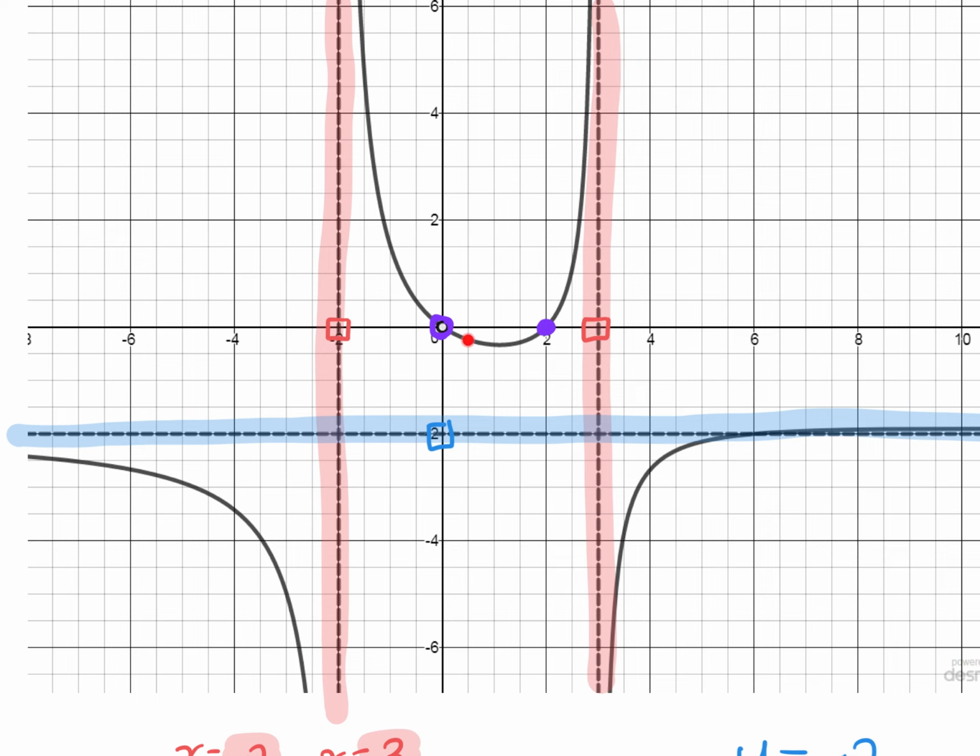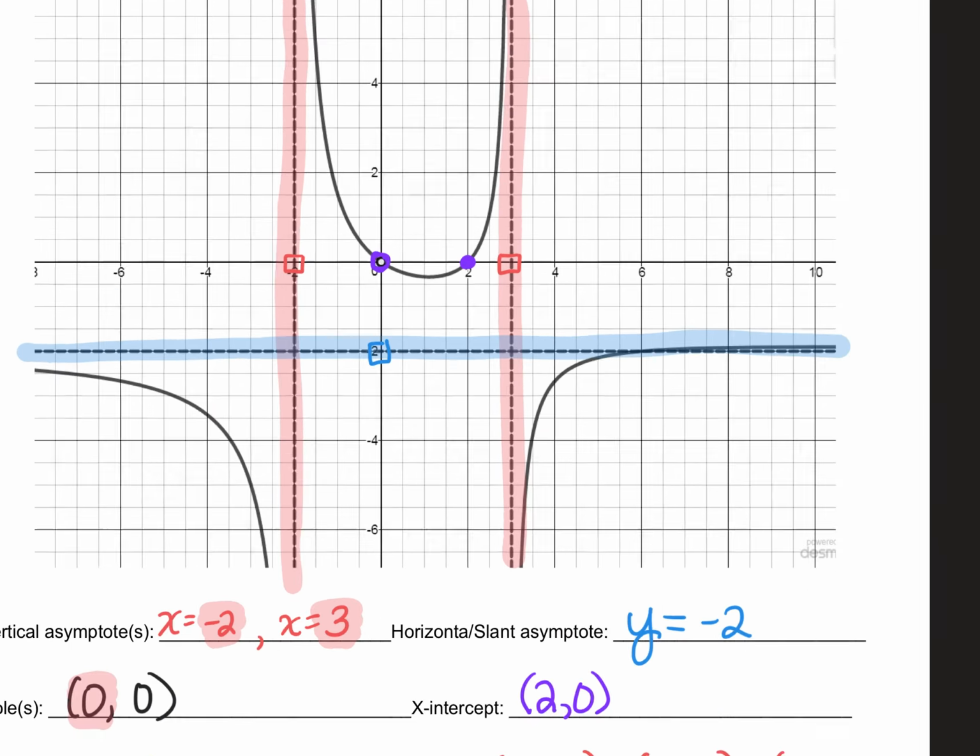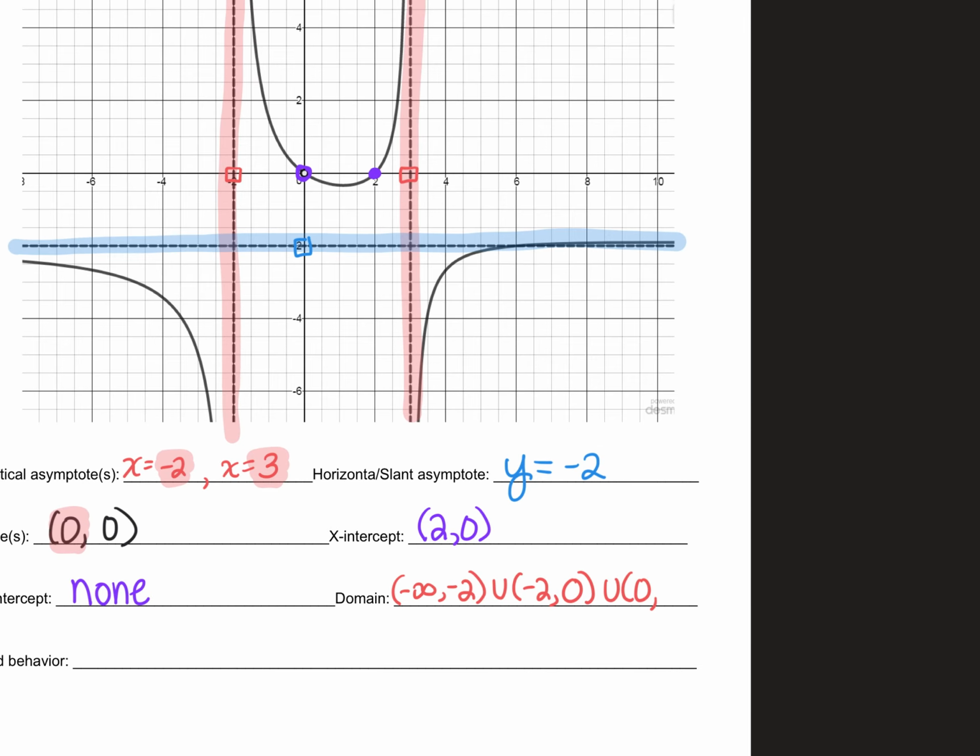And trace again until we run into another issue. And this is where we'd have to pick up our pen again because our graph skips over the place where x is equal to 3. So that's another problem area in my domain. That's going to be the next break in my domain from 0 to 3.